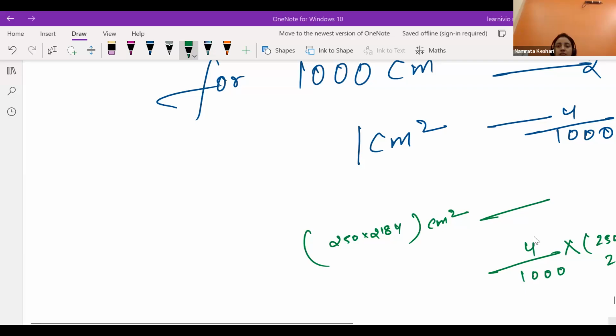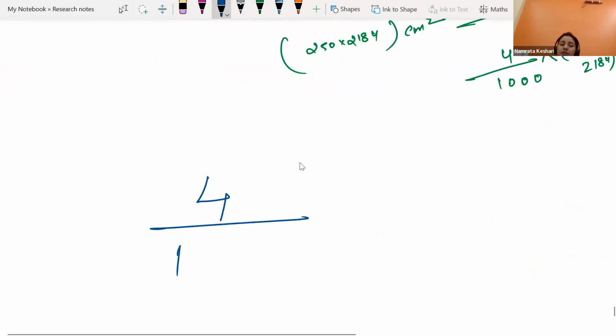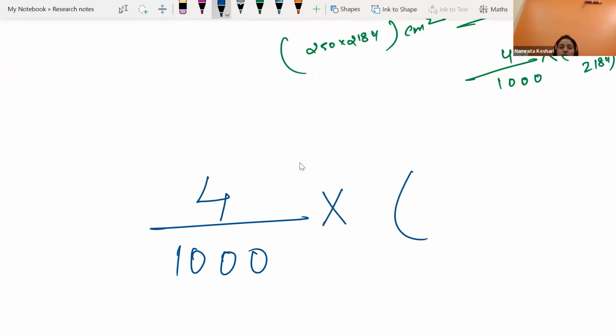So we will be doing the multiplication like that. What will be the total price for this much centimeter square? Let's do the simplification. Basically, we are having 4 by 1000, that is for 1 centimeter square. Like one book's cost is this, and we have to find this much of books' cost. So we have to find the price of 250 into 2184 centimeter square. For 1 centimeter square, this is the price. For this much centimeter square, we will be doing the multiplication.